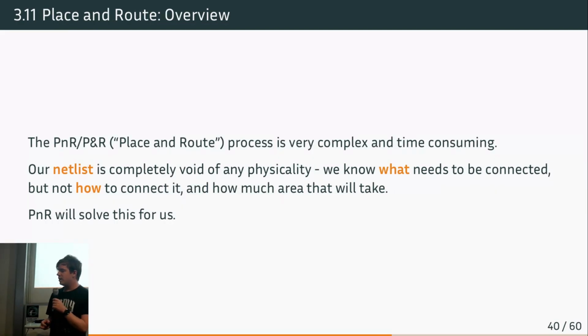So now we'll get into place and route, which is my favorite section. The place and route flow is very complex and time-consuming. We do have our netlists at the moment, but they're void of any physicality. We know what needs to be connected, but we don't know how to connect it, and we don't know how much area that will take, and how much power that might draw. Place and route can solve this for us.